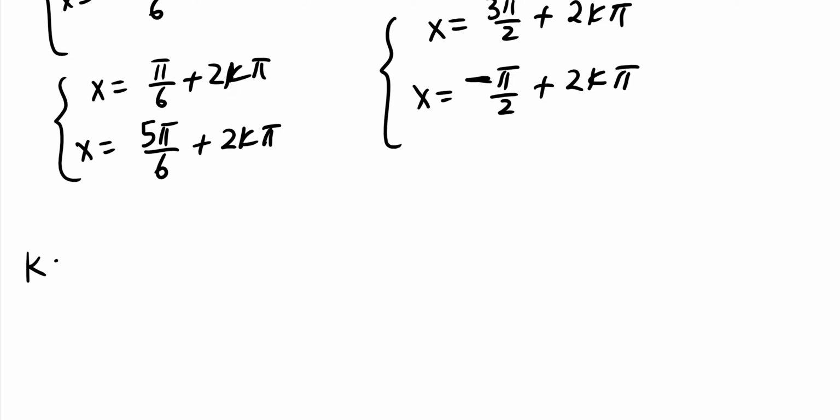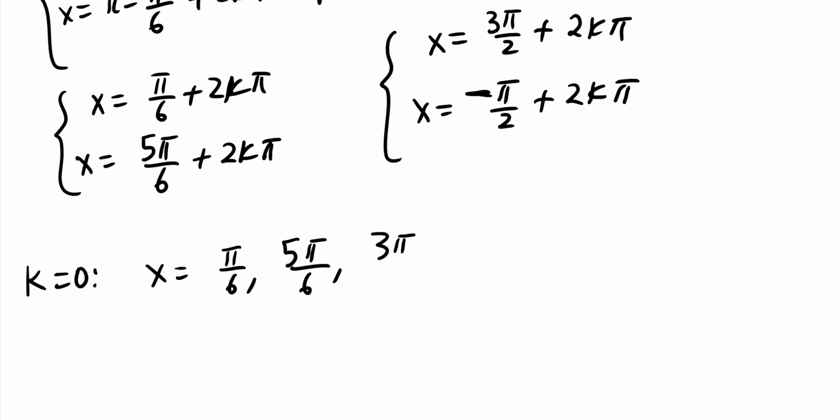Now, because they give me a condition of 0 to 2 pi, take k equals 0, then x equals, from the first equation, pi over 6, second equation, 5 pi over 6, third equation on the right side, 3 pi over 2. And the next one is negative pi over 2, but that is negative, so it's below 0, we can't use it.